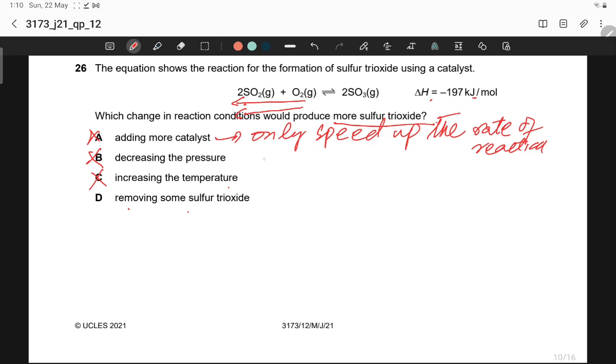Removing some sulfur trioxide. When we remove sulfur trioxide, there is less concentration of sulfur trioxide over here, so that's why more sulfur trioxide is going to be produced. So this option is the correct option.